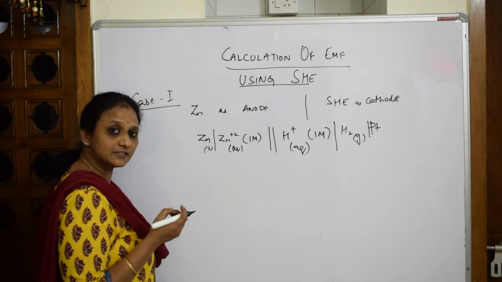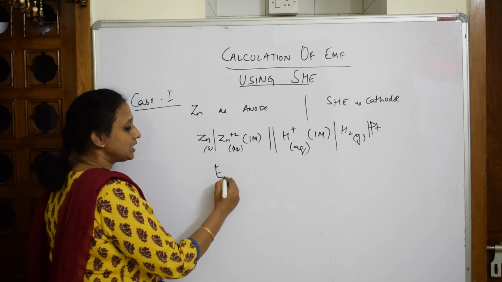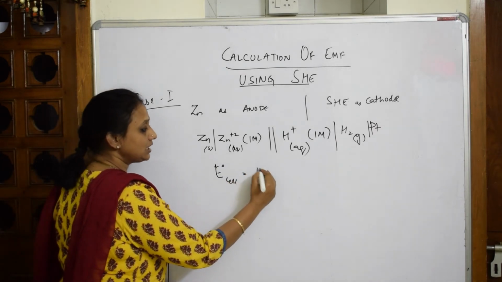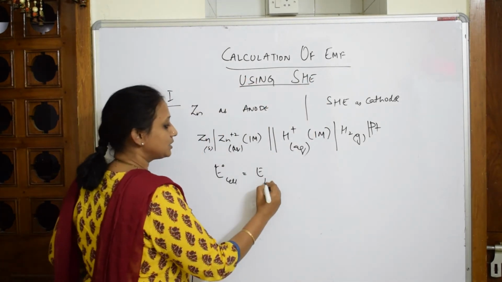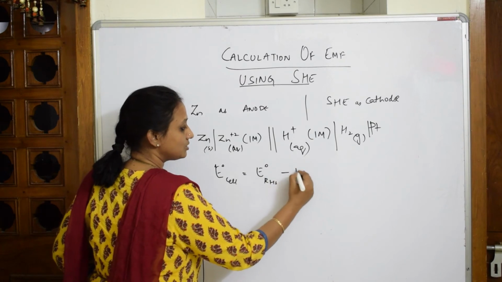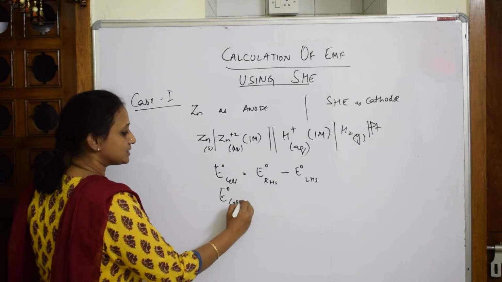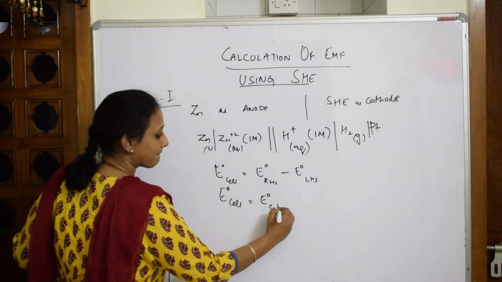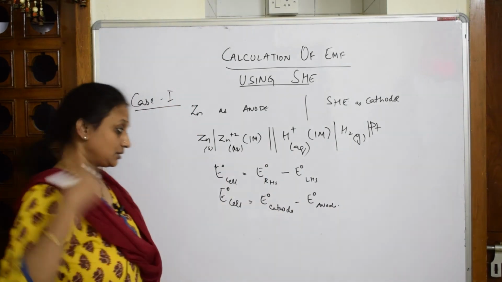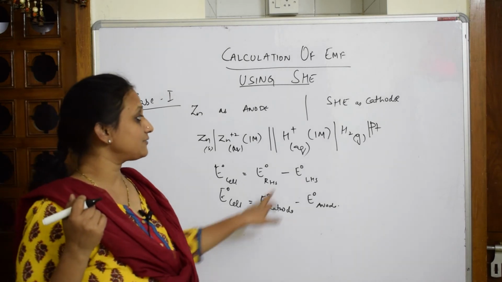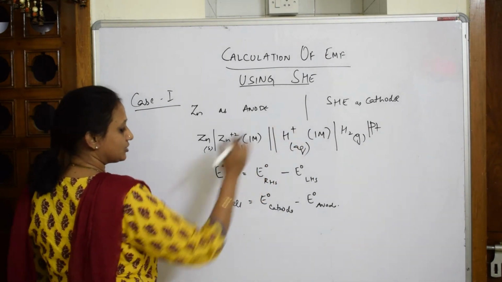Now when I have to find the E0 cell of this, I'm using zinc as anode, isn't it? So what is the formula? E0 cell is equal to E RHS minus E LHS, that is, cathode minus anode. Correct? Let us write both the formulas. E0 RHS is important, minus E0 LHS, or E0 cell is equal to E0 cathode minus E0 anode. Understood? Done. Now E0 cathode, what did I take? I have taken the hydrogen electrode. Correct? Now what should I write? E0 cathode, hydrogen electrode. Let us write.